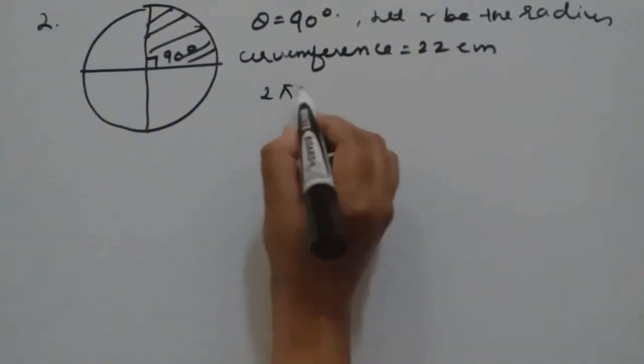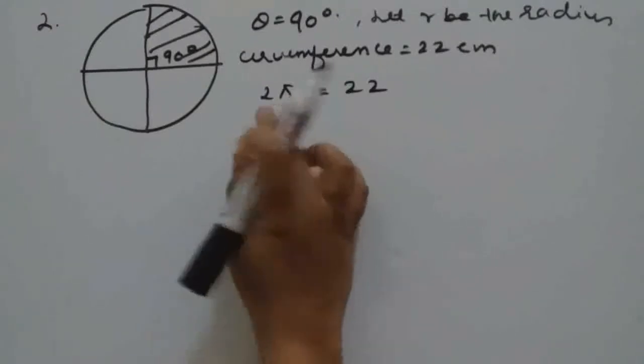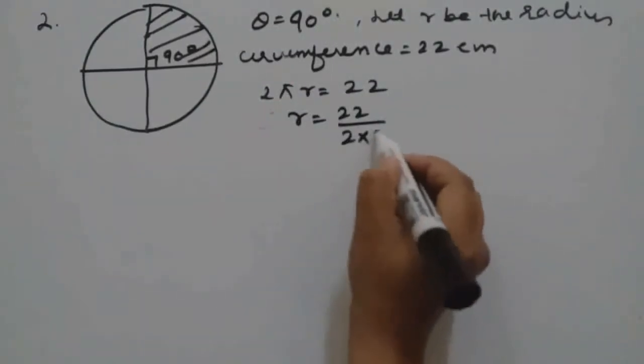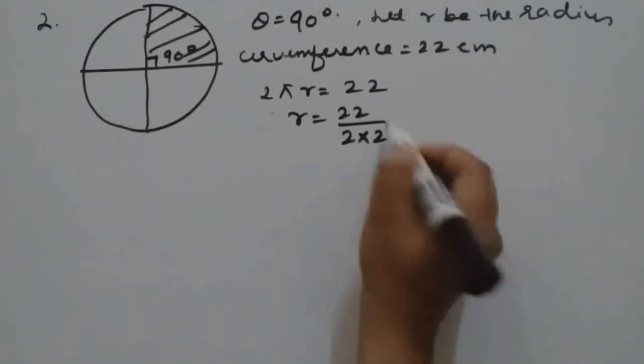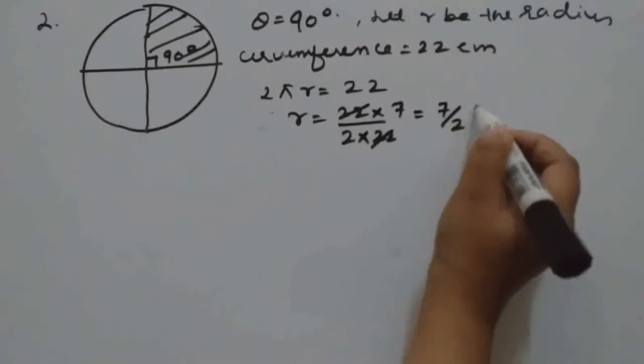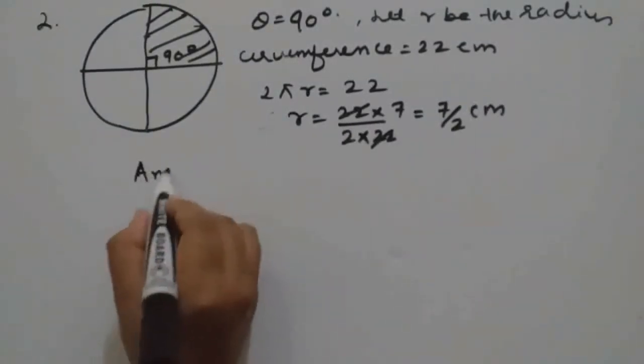Let r be the radius. So 2 pi r is equal to 22. So r we can write 22 by 2, pi value 22 by 7. So 7 will go up. 22 cancel. Answer is 7 by 2 centimeter. This is r. Now we will find area of sector.